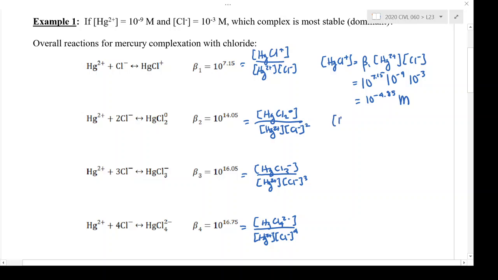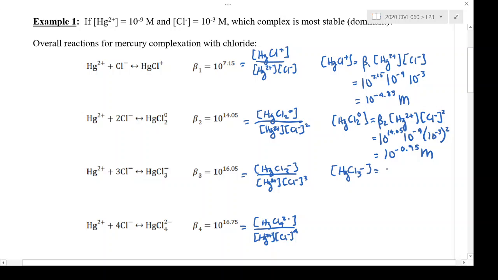So let's see, we've got the next complex, HgCl2 (0), which is equal to beta 2 times Hg2+ times chloride squared. This is 10 to the 14.05, 10 to the minus 9, and 10 to the minus 3 squared. So that'll give us 10 to the negative 0.95 molar. And the next one, HgCl3-, is equal to beta 3 times mercury concentration, Hg2+, times chloride cubed. So this is 10 to the 16.05 times 10 to the minus 9 times 10 to the minus 3 cubed. So this gives us 10 to the negative 1.95 molar concentration.